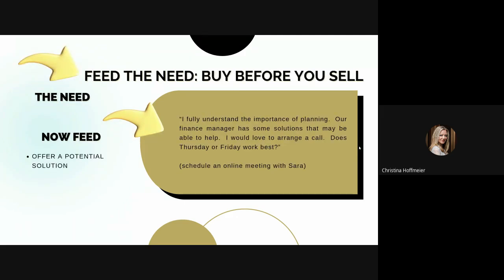If their need is buy before you sell, how do we feed that need? We need to offer them a potential solution. So the way that you would transition into that is, I fully understand the importance of planning. Our finance manager has some solutions that may be able to help. I would love to arrange a call. Does Thursday or Friday work best for you? And then schedule that online meeting with Sarah.